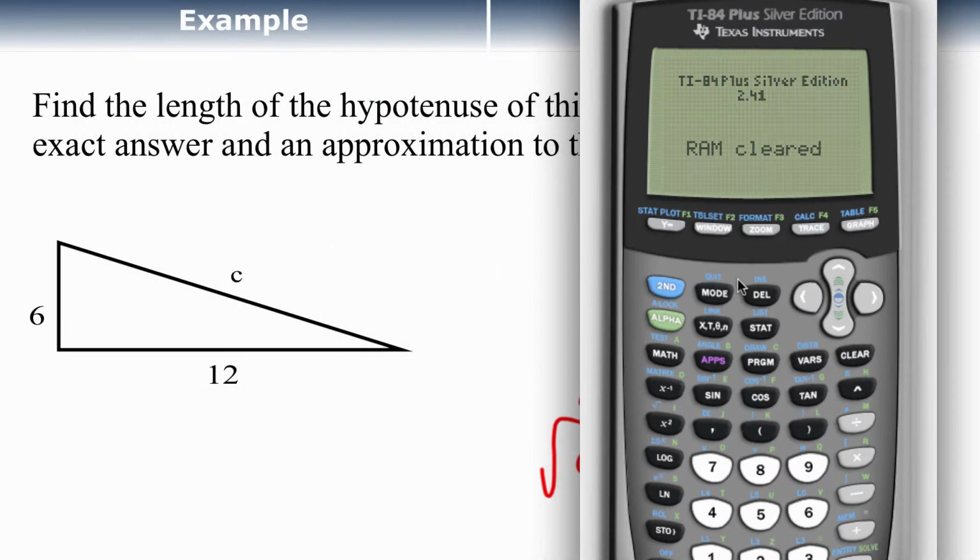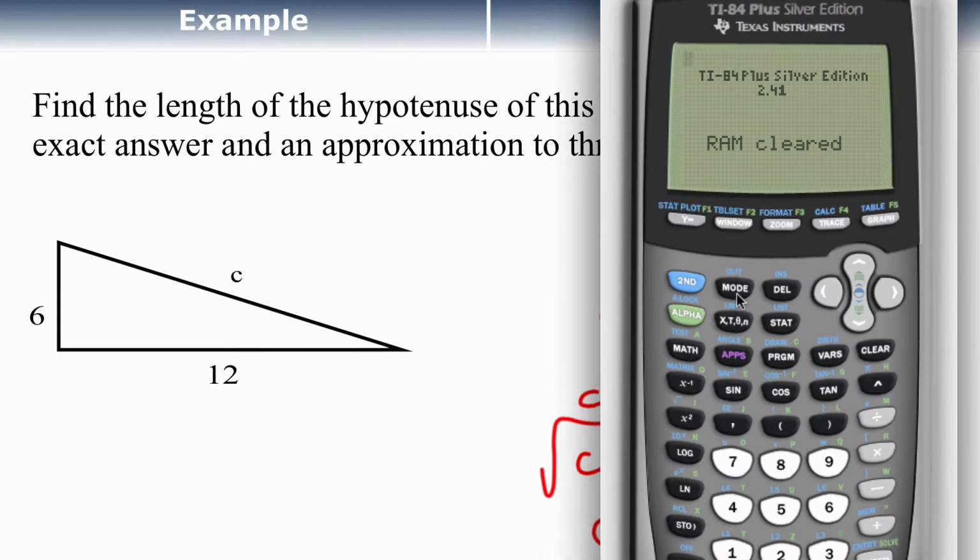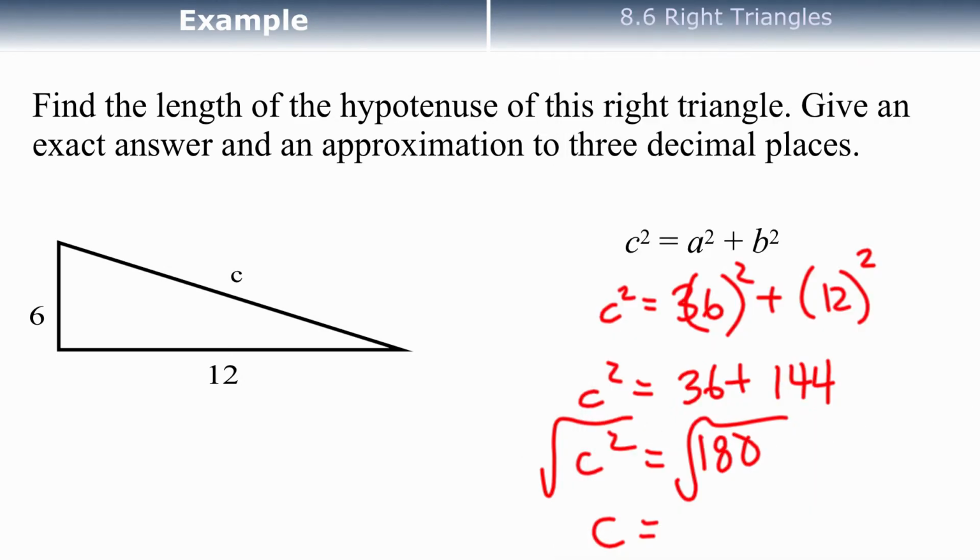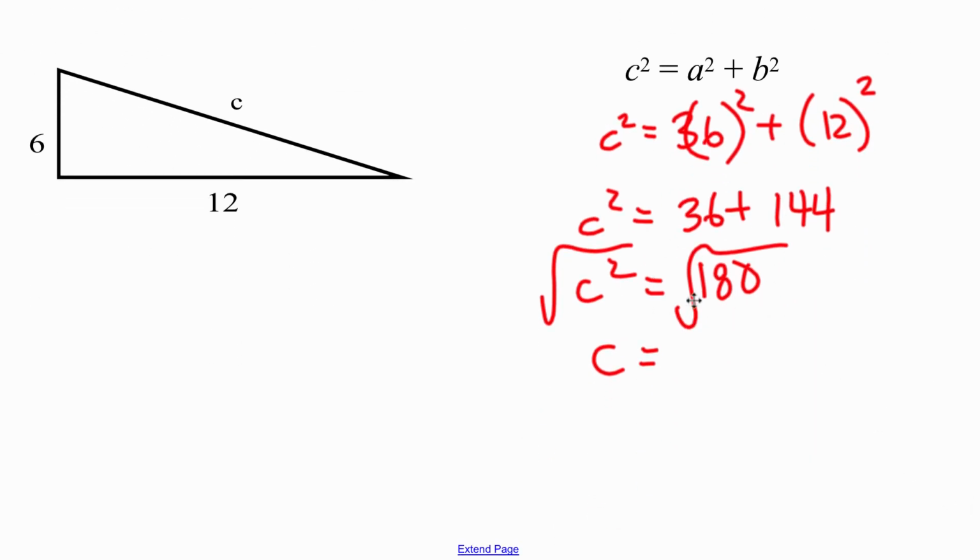All right, so what was I doing? Square root of 180. 13.416. So in this question, I would say my exact answer is the square root of 180, and then my approximate answer, what was it?